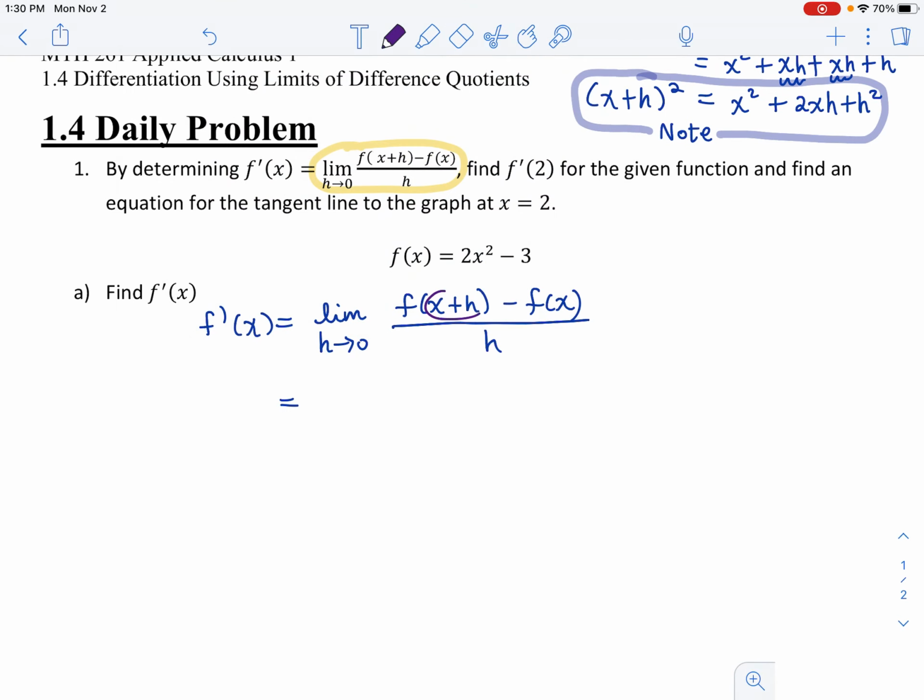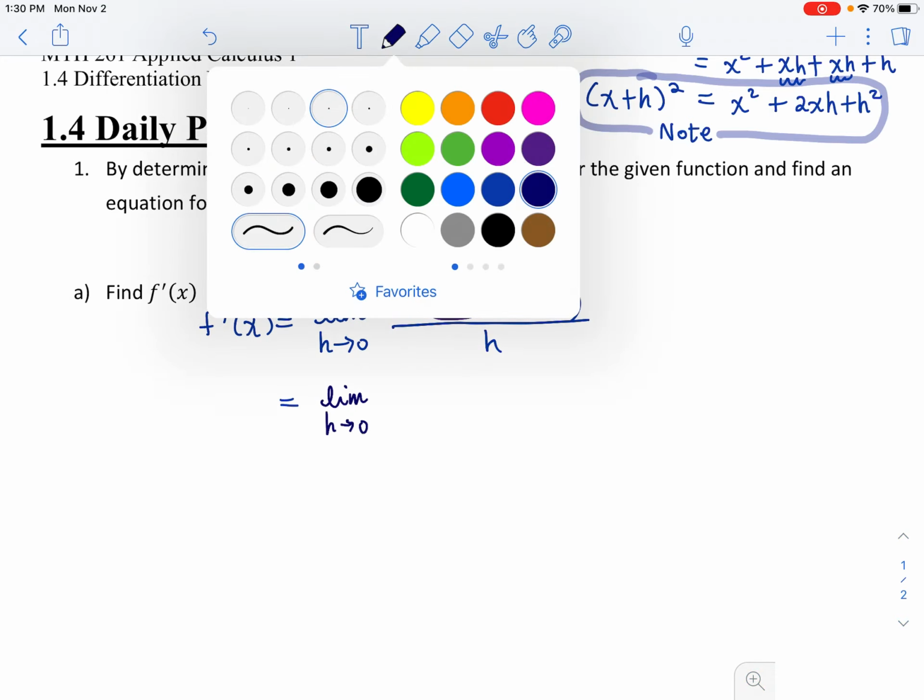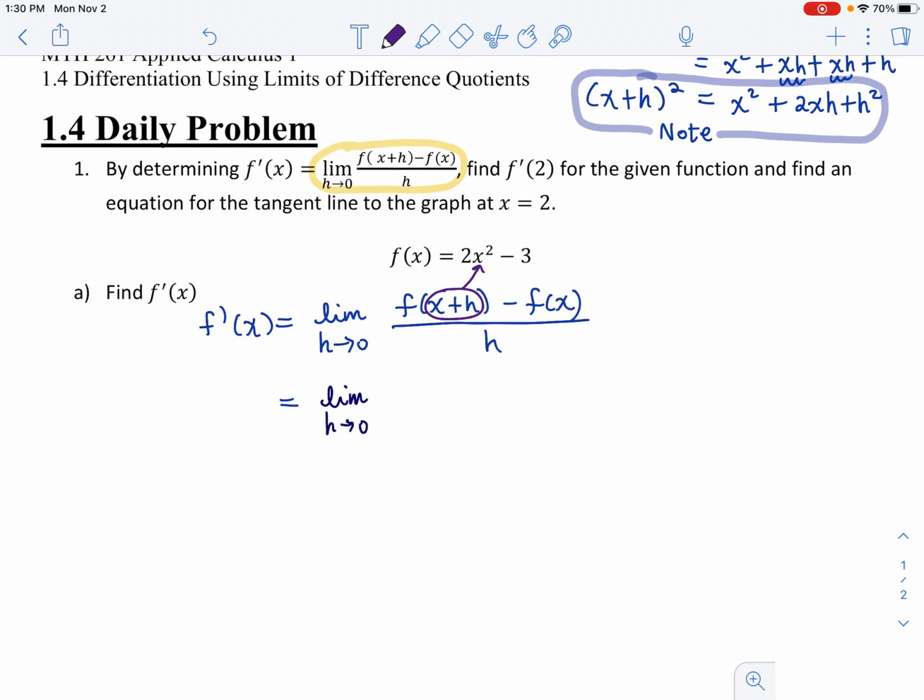So first of all, let me go ahead and find what f of x plus h is by plugging in this x plus h into x. That's the only place I see h, right? And I want you to keep on writing this limit notation, limit as h approaches 0. Keep on writing it until you actually plug in h equals 0, okay? If I plug in x plus h in here, I'm going to get 2 times x plus h squared minus 3, right? What I just wrote is f of x plus h.